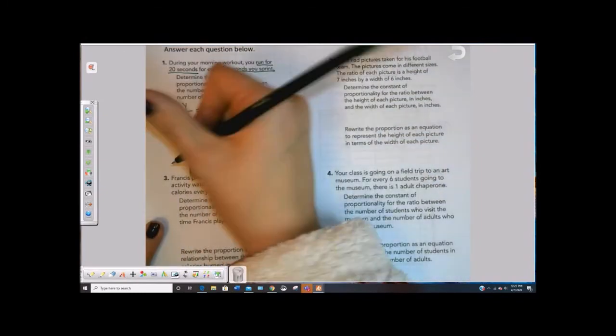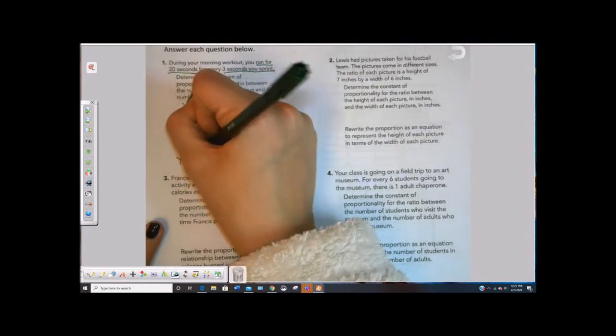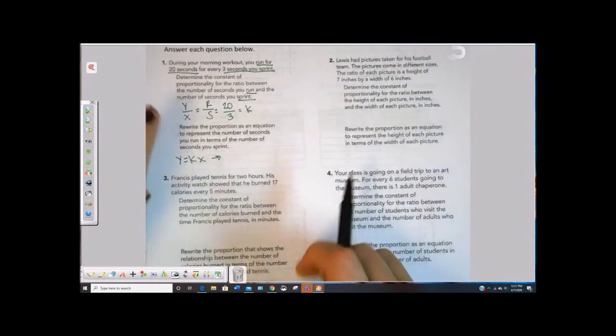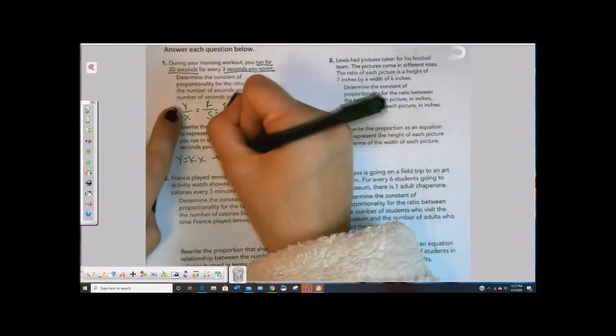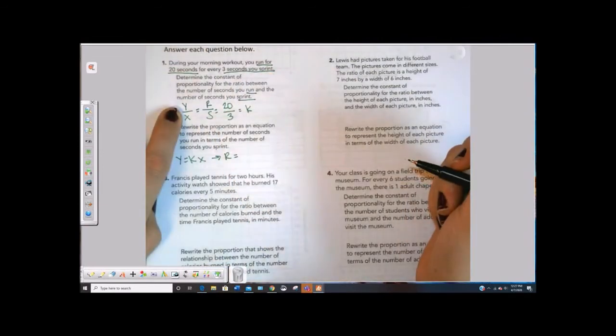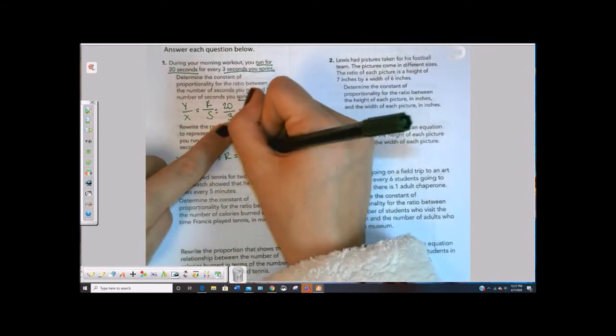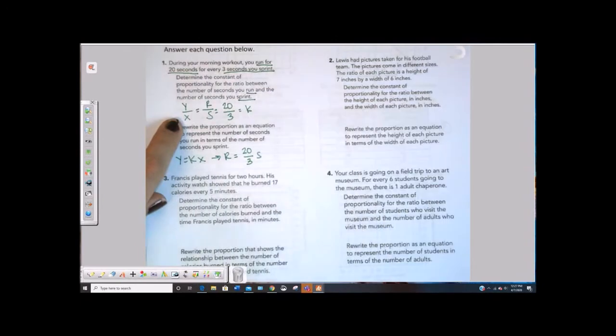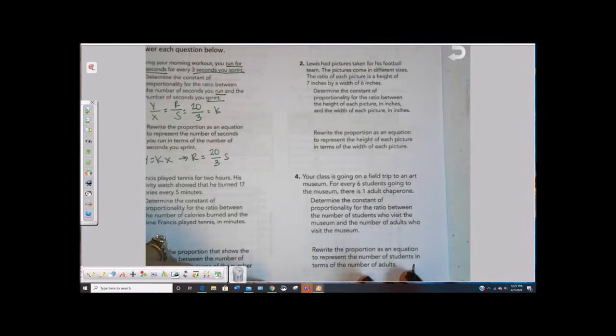So 20 over 3 is your constant. Now to write our equation. Remember, our equation is y equals kx. And I'm going to change my variables. So y is now r. K is our 20 over 3. And x is s. So I know that was a lot, so we're going to do another one together.